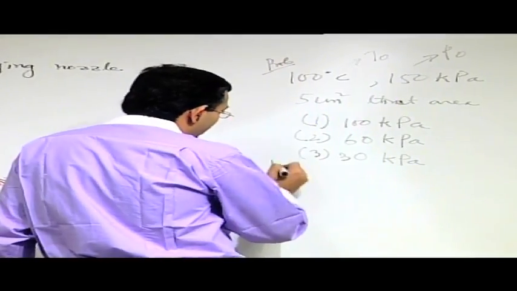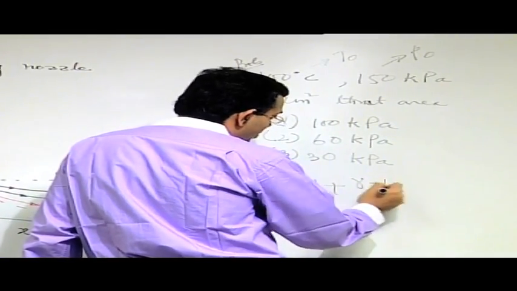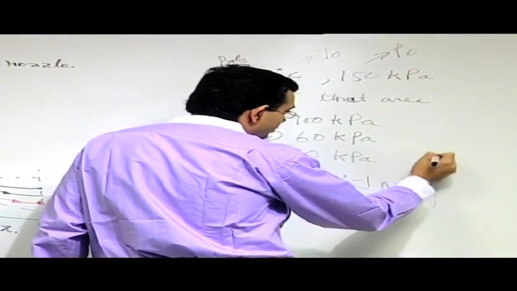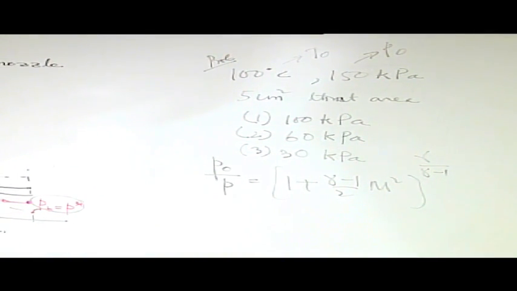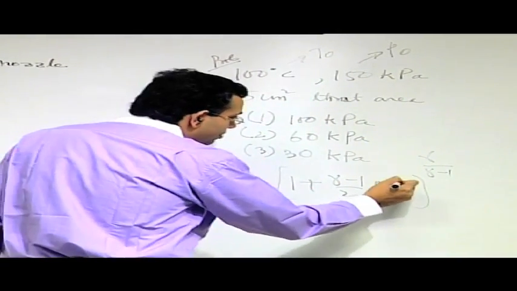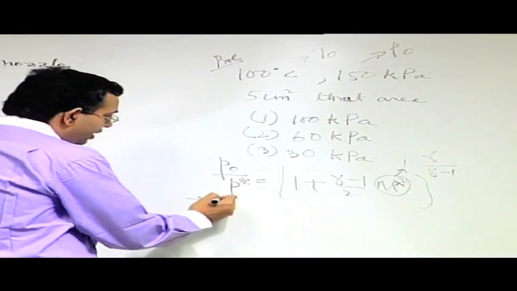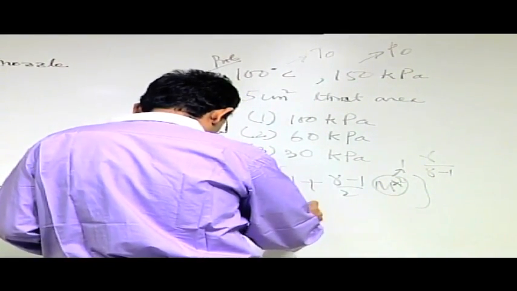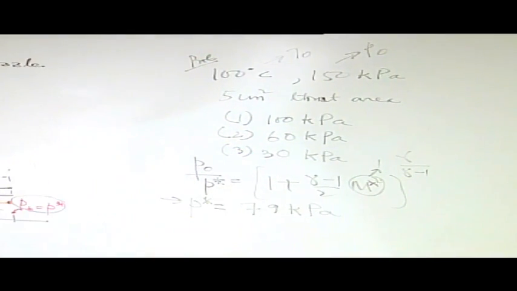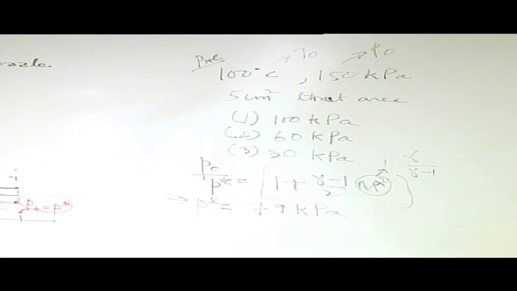So we know that P0 by P is equal to 1 plus gamma minus 1 by 2 M square to the power gamma by gamma minus 1. When you want the star condition, when you want this P star, then M star is equal to 1. So from here you can find out what P star is. P star for this case is 79 kilopascal. So 79 kilopascal is your P star and your given pressure is 100 kilopascal.